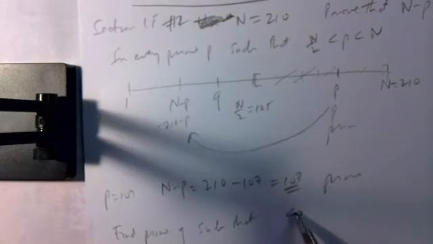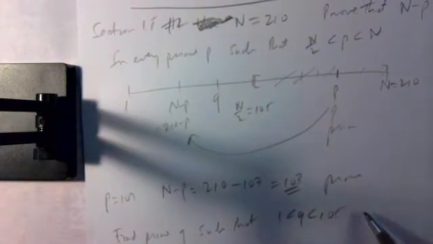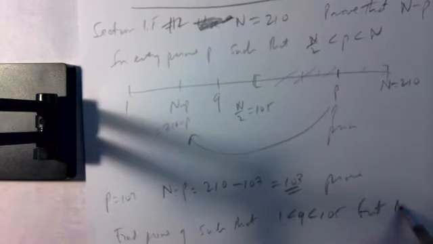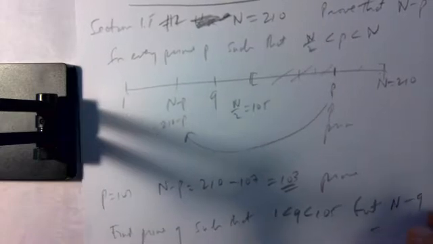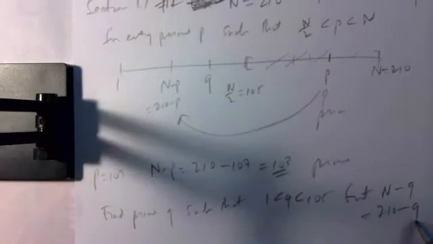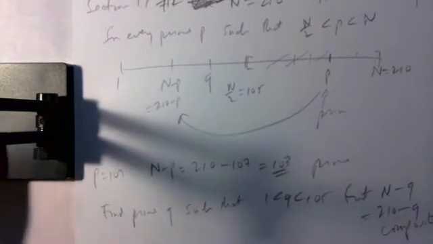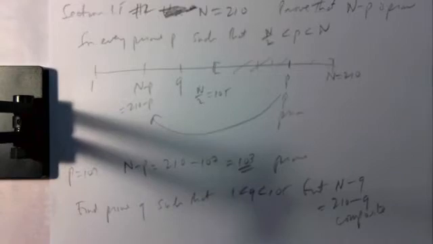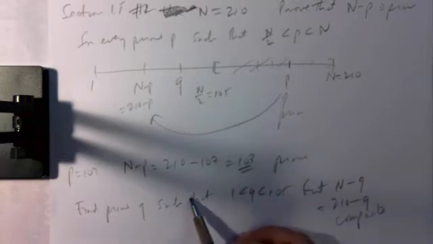So the second part is to find a prime q such that q is between 1 and 105, but n minus q, which is 210 minus q, is not prime, is composite. So this is just doing some work by hand, some calculations. Okay, so we don't have to do anything abstract in this kind of problem, right? Yeah, it's just computation.